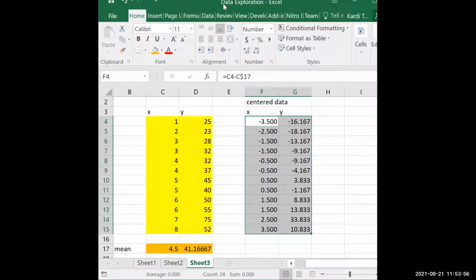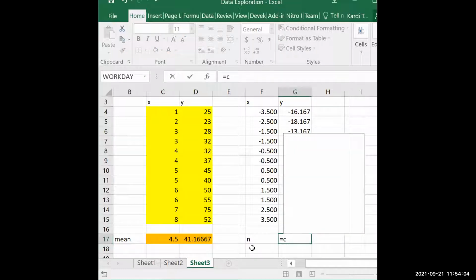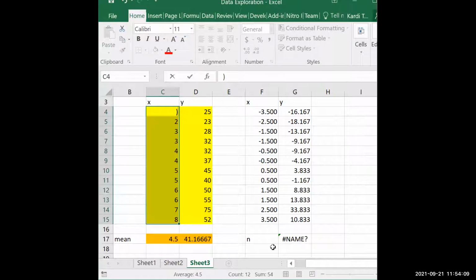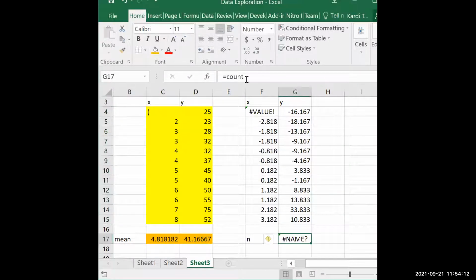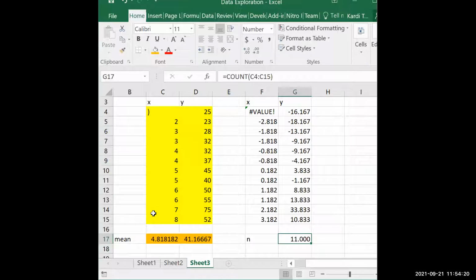Okay. So once I got the center data, n is how many? I will put n equal to the count. I need to get the count of my data. So I have 11 data, is that correct? This one. So I have 12 data. Okay, so n is 12.